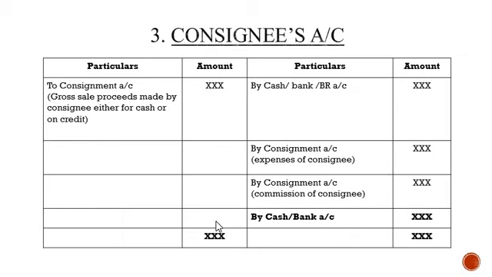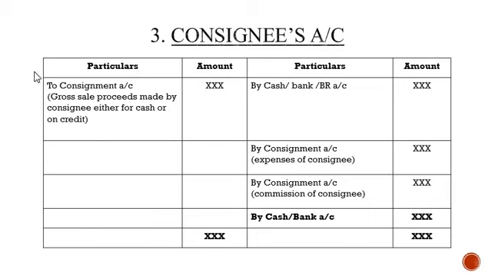Now this is basically a personal account of each consignee being prepared by the consignor, wherein he gets to know what is the amount of balance to be paid by the consignee to the consignor. This is the account which has been prepared by the consignor of each consignee, so that he gets to know what is the amount of balance that the consignee has to pay to the consignor. So how do you prepare this? I mean, what do you include in this consignee's account?